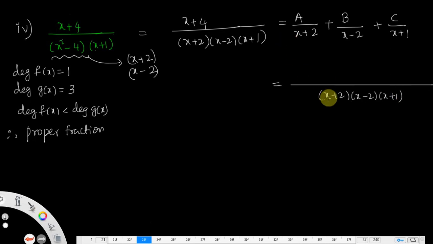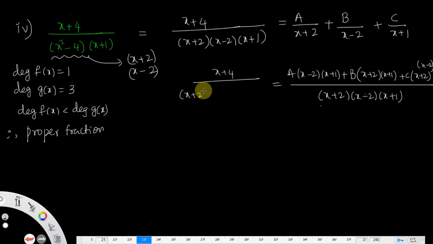In the first part we cancel the x plus 2 term, then we get a into x minus 2 into x plus 1. And then for the b value, x minus 2 is common, then the remaining terms are x plus 2 into x plus 1, and then plus c, x plus 1 is the common factor, then the remaining factors are x plus 2 into x minus 2. This equals x plus 4 divided by x plus 2 into x minus 2 into x plus 1. Then the denominators will get cancelled.